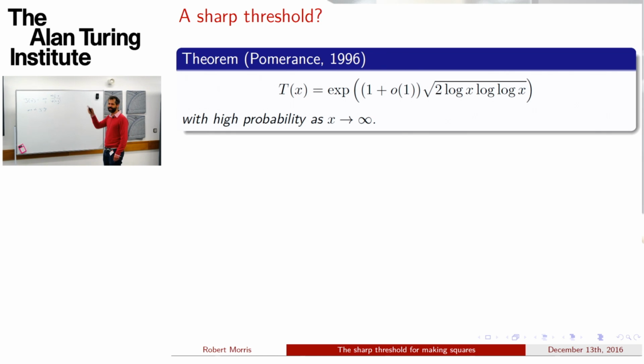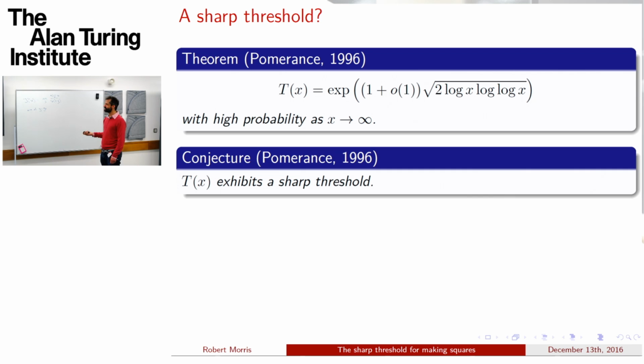He managed to prove that at least this is roughly the right order of magnitude. Okay, and he conjectured that actually something much stronger is true, that this thing should exhibit a sharp threshold.